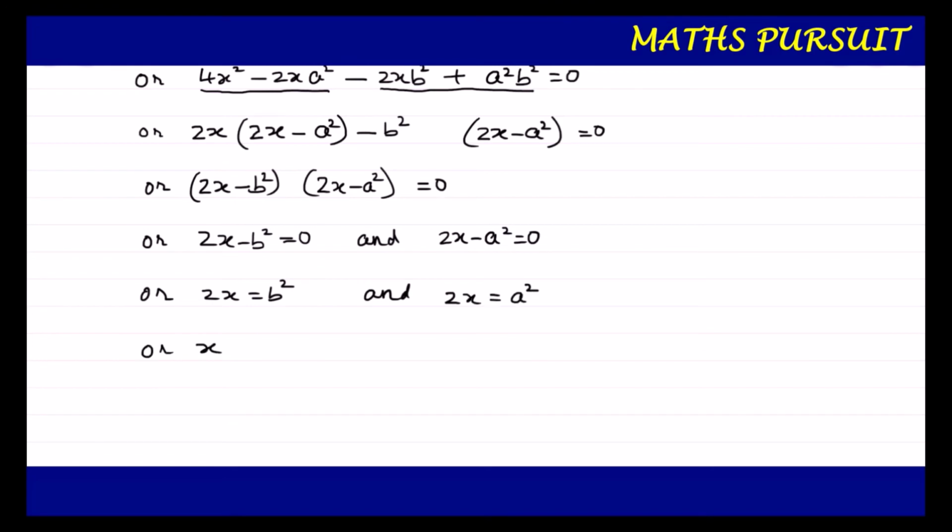Or I can write x = b²/2, and x = a²/2. So guys, you could see how easily I am able to derive the two values of x. This question is really a very simple and very easy one. You could see that I am able to derive the 2 parts of x: one is b²/2, and the other one is a²/2. So these are the 2 roots of the quadratic equation that we got.